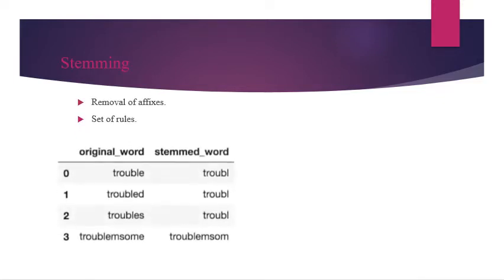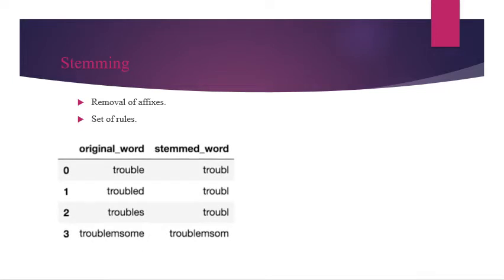The next process is stemming. Stemming is the process of removing suffixes and prefixes. Stemming is important in natural language processing. For example, the words traveled and travels are stemmed into the word travel. And another example is caring. The word caring is stemmed into car, not into care.